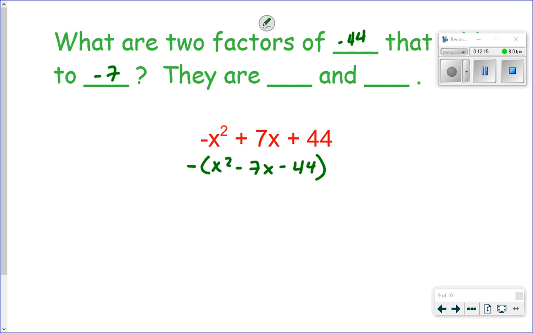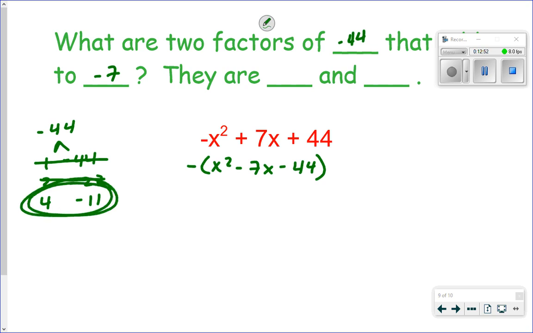Okay, now I need to write out my factors of negative 44 that add to negative 7. So I've got 1 and negative 44, 2 and negative 22, 4 and negative 11, and that's it. So my only other options would be to flip-flop and put the negative signs with the first numbers. But let's see if any of those add to negative 7. 1 and negative 44 definitely don't. So that's out. 2 and negative 22 getting closer, but still not. 4 plus negative 11 is negative 7.